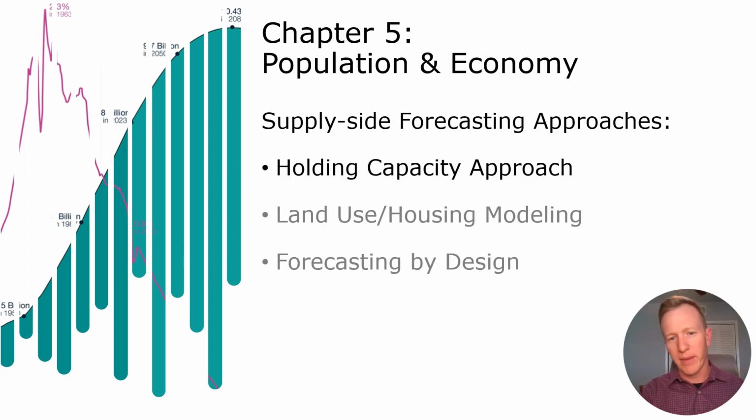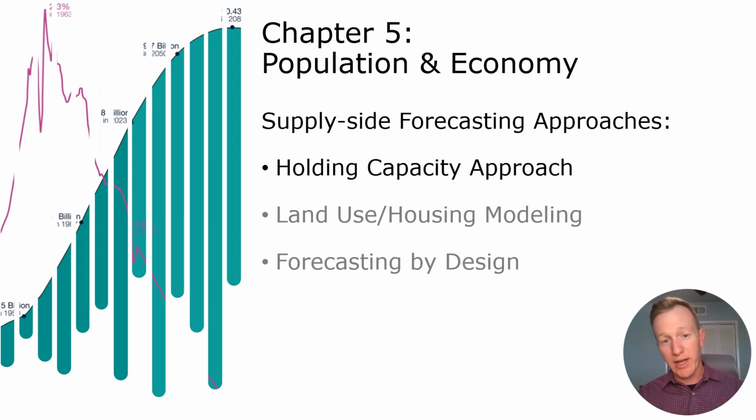So that was the demand side forecasting approaches. Now we're going to go over the 3 supply side forecasting approaches. The first is holding capacity, then there's land use and housing modeling, and then forecasting by design. In all 3 of these, the basic process is first you determine how much land you have, then what density you're going to allow on that land, and then lastly, based on that, you can determine what the population is going to be and what your employment forecasts are going to be.